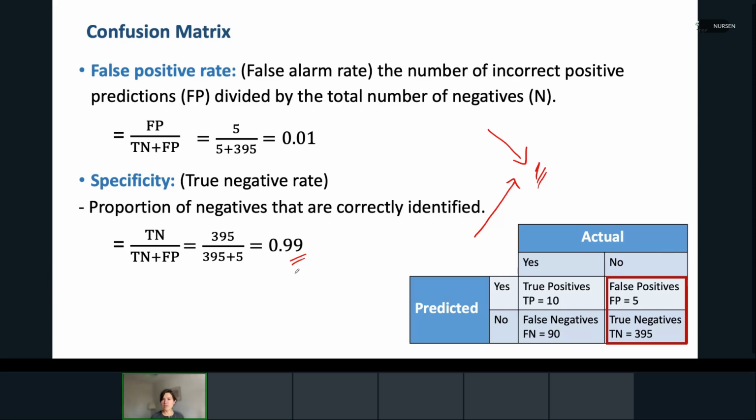Any questions at this stage? If you have any questions, please feel free to write.